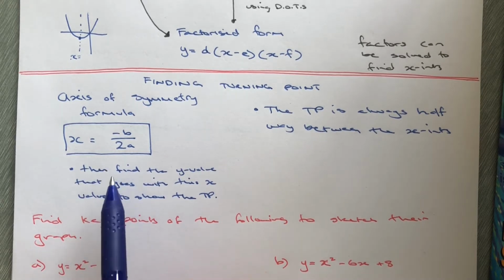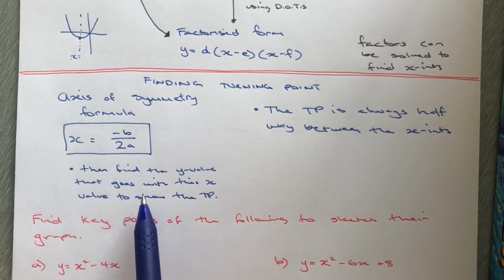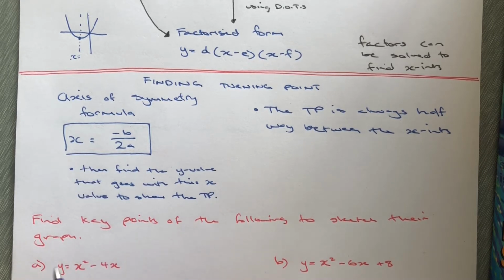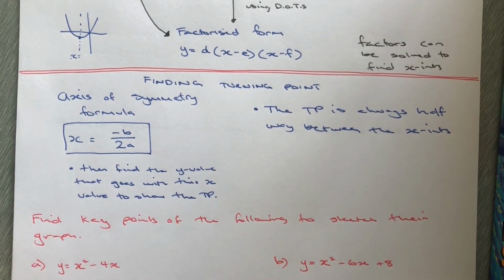So what we then do, as I've got written here, is find the y value that goes with the x value to show the turning point. So you'd be substituting the x value into the rule. That's not the only way you can find the turning point.